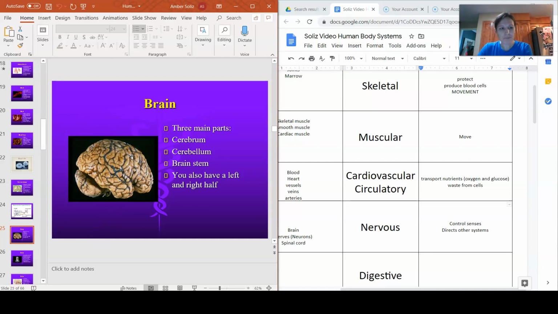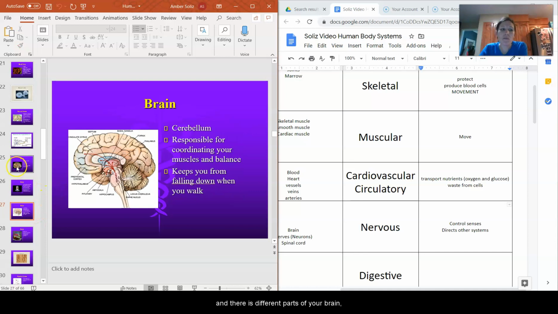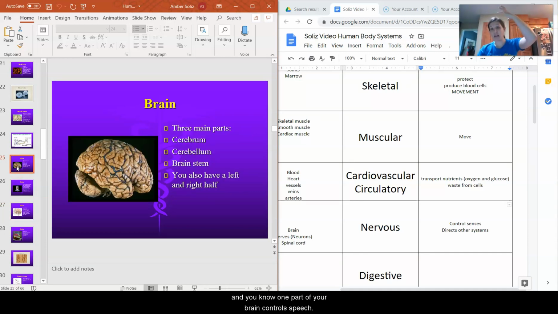interesting. Now, all right, so again, your brain is huge on memory, and there's different parts of your brain. And one part of your brain controls speech, and one part of your brain controls memory. There's a part of your brain that controls sense of smell. And so if you damage those, then that would affect whatever that part of the brain controls.